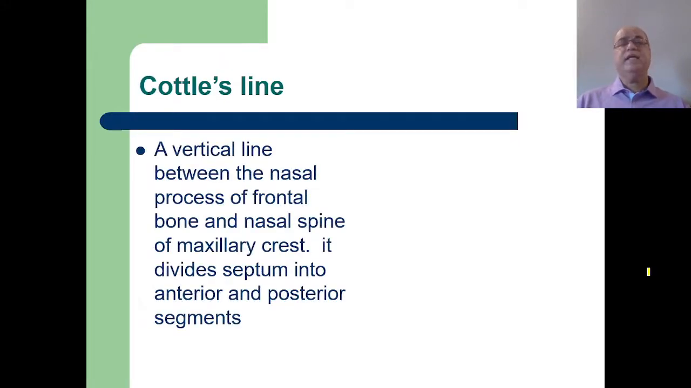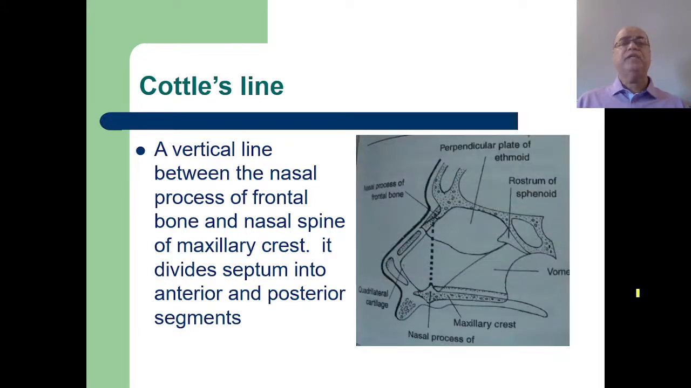This Cottle's line is basically a vertical line between the nasal process of the frontal bone and the nasal spine at the maxillary crest. So this is an imaginary vertical line, which is called Cottle's line, and it divides the nasal septum into the anterior part and the posterior part. So if deflection is here, in the anterior part, it will be mainly cartilaginous, and posteriorly, it can be cartilaginous or it can be bony as well.